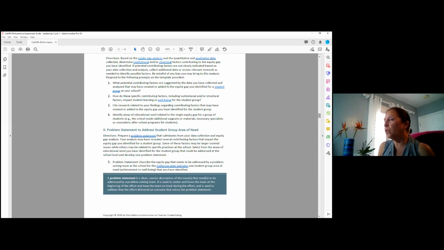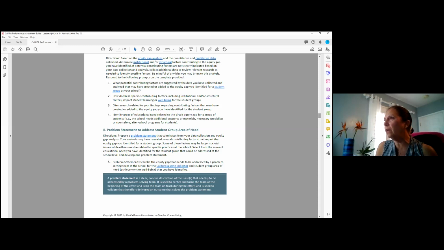They need to sort through that, perhaps get some stakeholder input and feedback. And they need to select from the areas of educational need they've identified for that one group, and that could be addressed at that school. And out of that, they need to develop one problem statement, right?